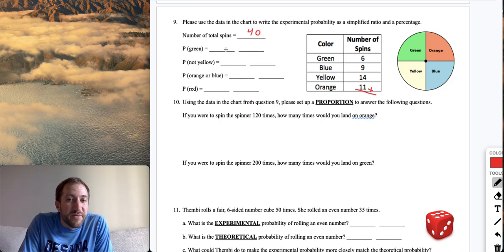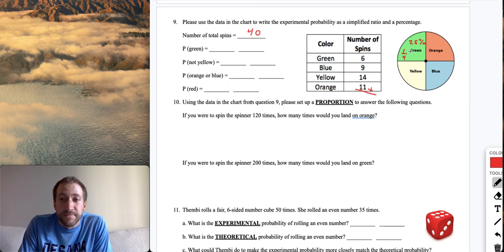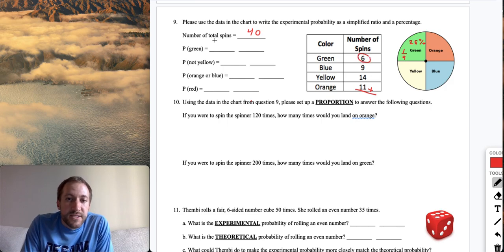Now, let's go and find the probability of landing on green. If I was looking at the theoretical probability, what should happen, 25% of the time I should land on green because 1 out of 4 of these sections is green. 1/4. That's my probability of landing on green. However, we actually did an experiment, and this is our data here. Let's see how many times we actually landed on green. We landed on it 6 times. So, according to the experiment, I landed on green 6 times out of 40. When I simplify that down, I get 3 out of 20. And 3 out of 20, at least in terms of a percent, is 15%.